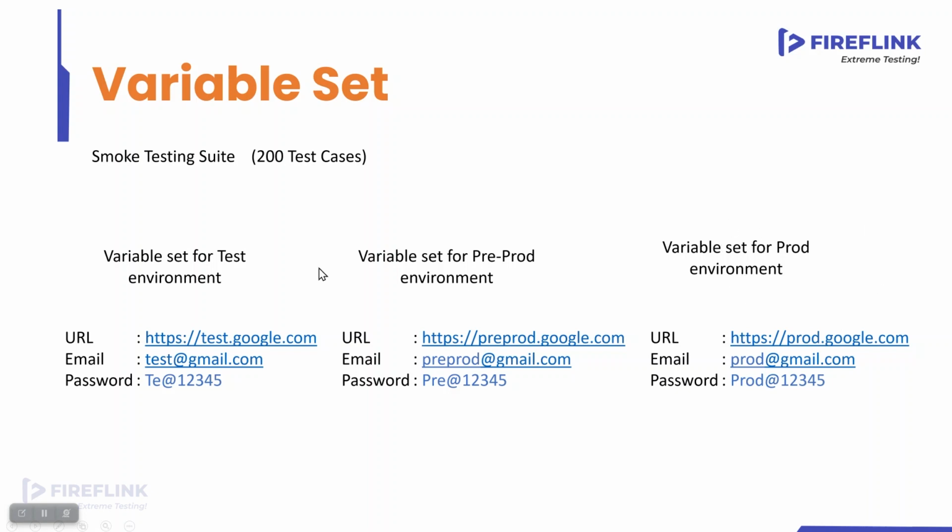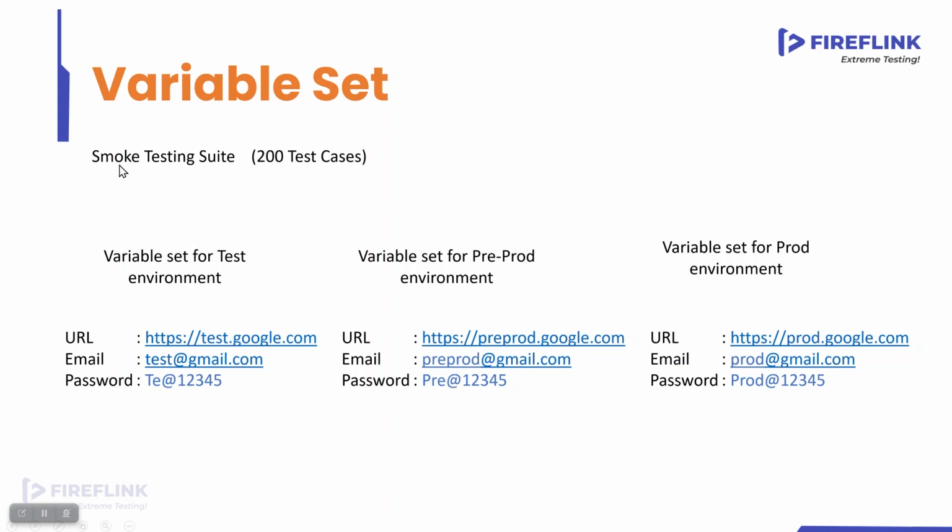Right? So now I have 3 different sets and I have one suite. This suite has 200 test cases. If I want to run this suite in the test environment, what do I have to select? I have to select this variable set. So now this URL will take this value, this email will take this value, this password will take this value, right? So this will be running in the test environment.